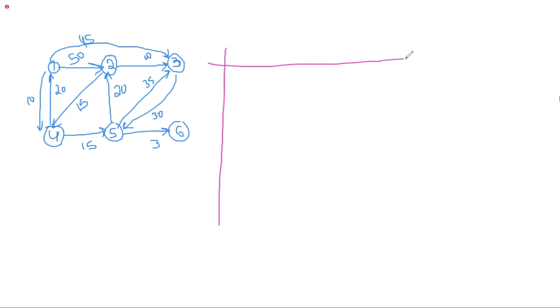Observe carefully. Single source, so don't consider the source. Consider all the remaining vertices: 2, 3, 4, 5, 6. From the source, how many vertices can you directly move to? 1 to 2 you can directly move, 1 to 3 you can directly move, 1 to 4 you can directly move. But you cannot reach 1 to 5 as well as 1 to 6 because there is no direct edge. So to reach 5 or 6, you need some other vertex's help. So how can we take the help to reach a particular vertex? How can we give the distances?